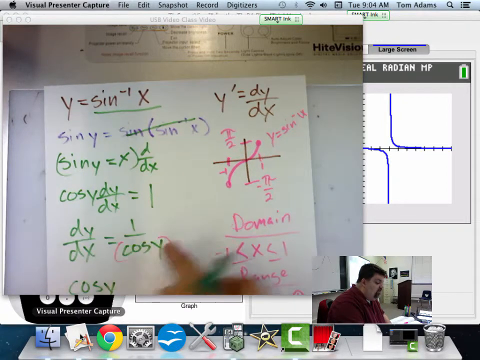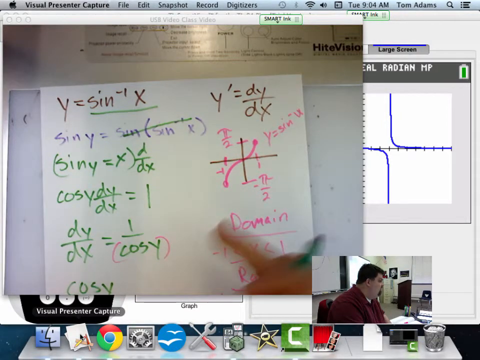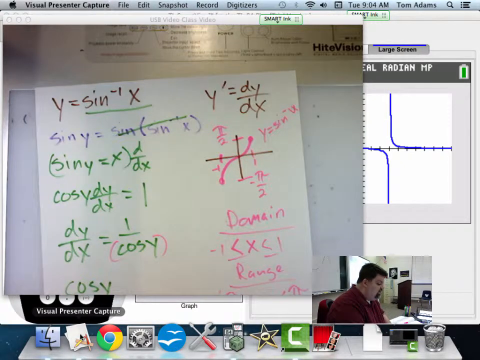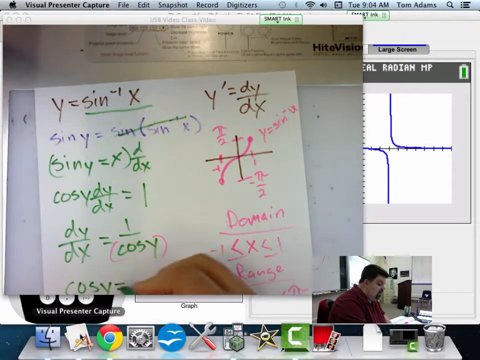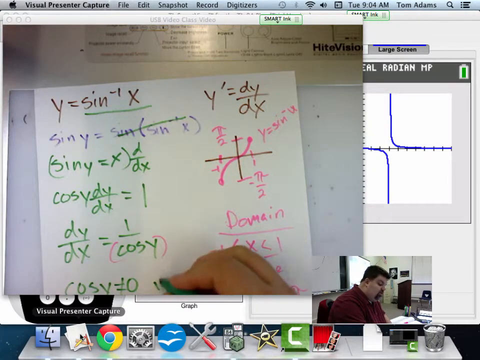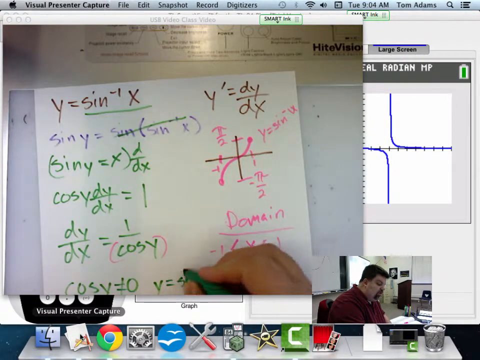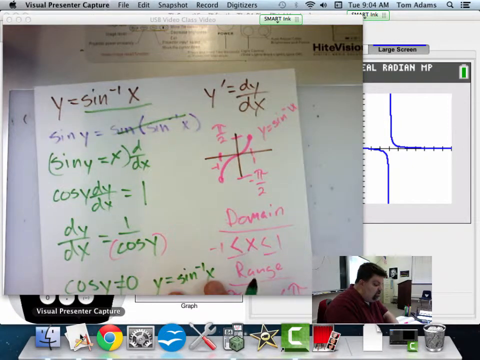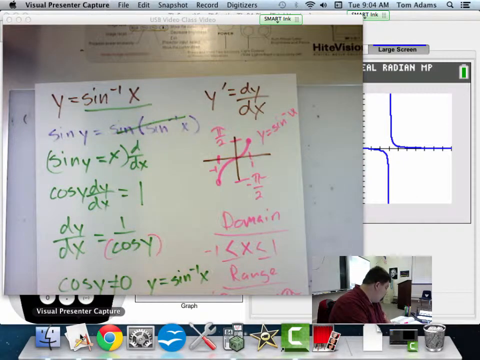Right now, our derivative is in terms of the y value. It's not a big deal. This is legal, okay? But it would be nice to convert that somehow. We also know that this cannot equal 0. We also know that y is equal to the arcsine of x. Now, we might be able to substitute this into cosine of y. In other words, you might say cosine of the inverse of sine. And so, how would I do that?